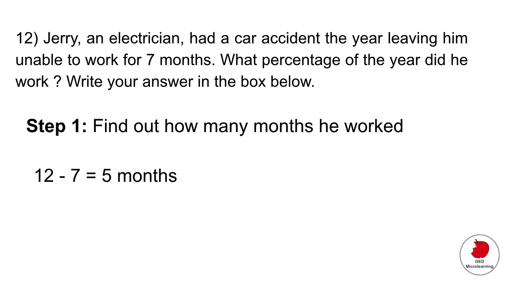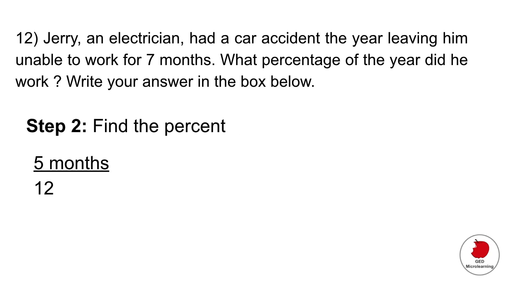So first of all, let's find out how many months he did work. There's 12 months in the year, so 12 minus 7 months that he was sick gives him 5 months that he was able to work. Then step 2 is to find out what percentage of the year those 5 months are. So you would divide 5 divided by 12. That gives you 0.416. If you multiply that by 100, then that gives you the percentage of the year, which is 4.2%. I beg your pardon. It should be 42%, not 4.2. It's 42%.